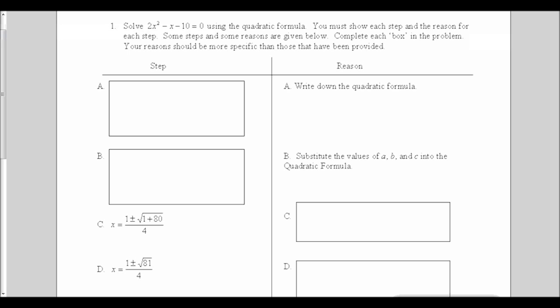My first step was to write down the quadratic formula. That's x equals the opposite of b plus or minus the square root of b squared minus 4ac, all of that over 2a.